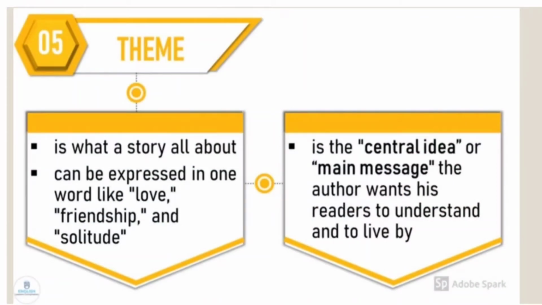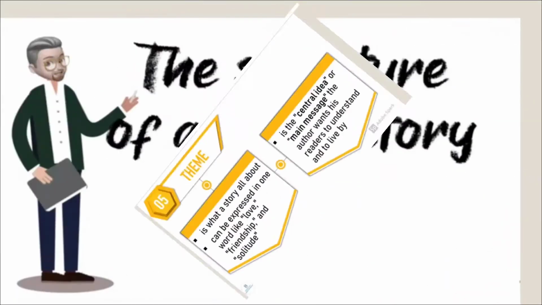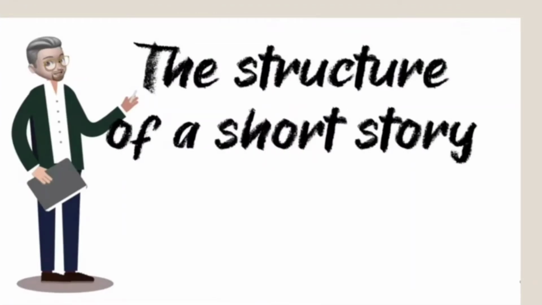Theme is like a soul of the story. It is what a story is all about. Theme can be expressed in one word like love, friendship, and solitude. Basically, theme is the central idea or main message the author wants his readers to understand and to live by. Now let us briefly understand the structure of a short story with the help of the plot diagram.